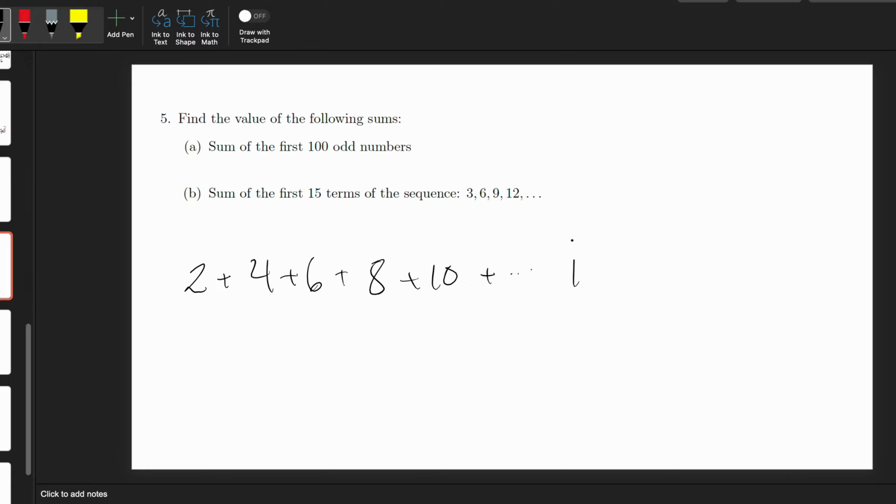Let's say this is up to 100. I want to add up the first 50 even numbers. This is the first even number, this is the second, this is the third, fourth, fifth, and this is the 50th even number. How would I do that?